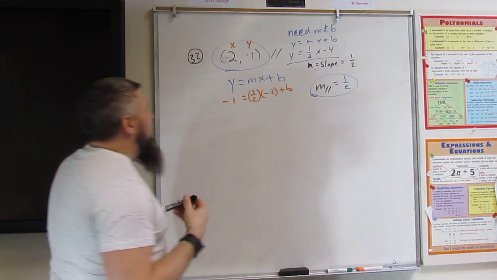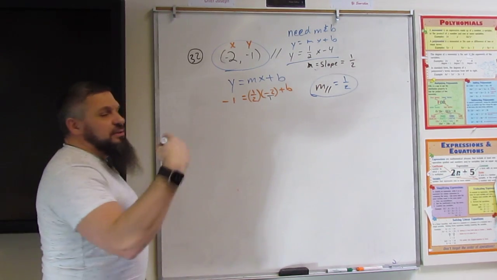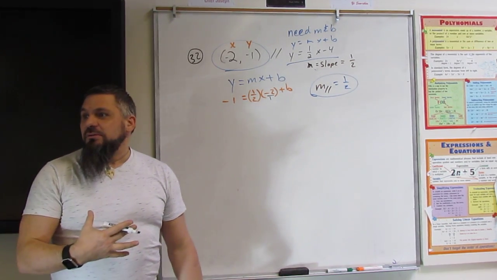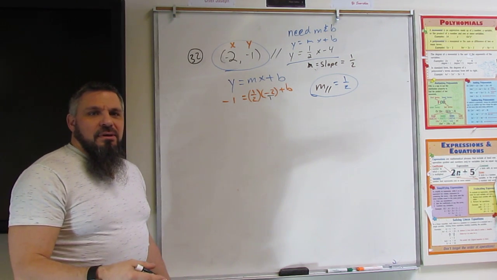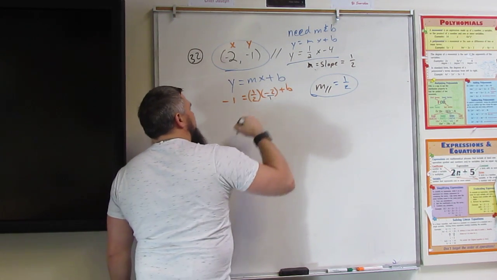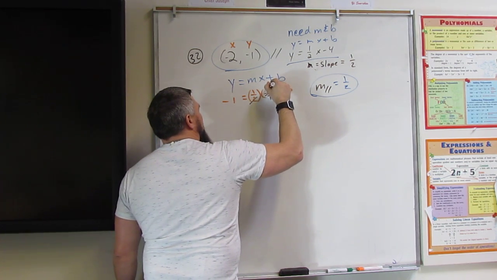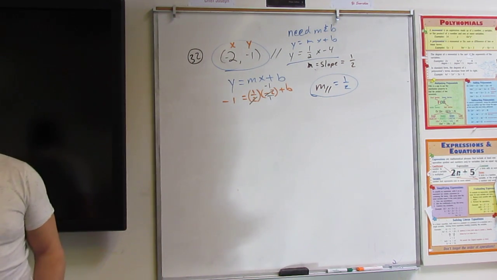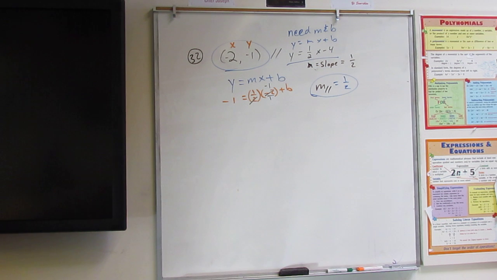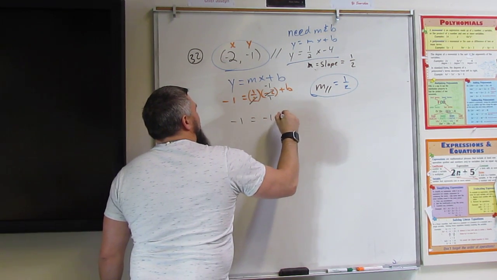So now, isn't this -2/1 then? Okay, so how many times does 2 go into -2? Negative 1. These negatives become very important. Okay? So now I got -1 equals -1 plus b.